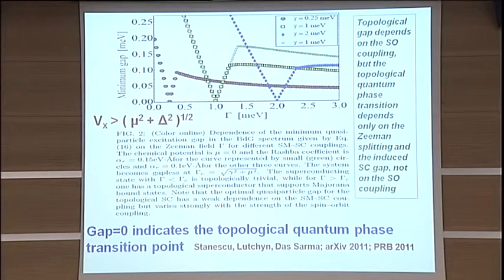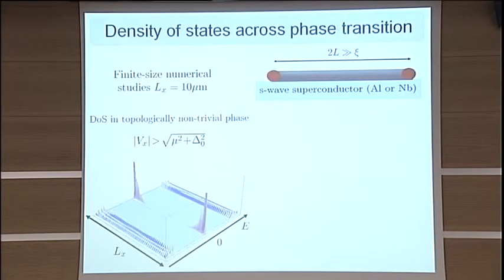The topological condition does not depend on spin-orbit coupling, but how large the gap is does. Here are 2 different gaps. This one has more spin-orbit coupling than this one, so the gap is larger. The topological gap is larger when spin-orbit coupling is larger. In fact, it's proportional. So you do want a system with very large spin-orbit coupling, because otherwise your gap will be very small. So what does the density of states look like?